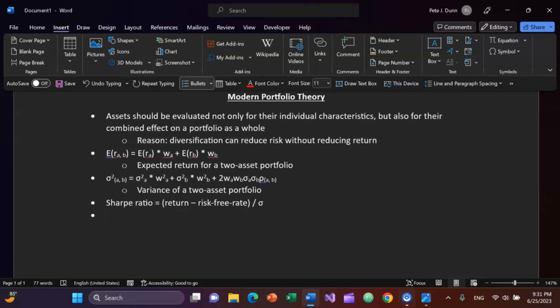And so the key here to know is that diversification can reduce risk without reducing return. Returns are a weighted average. Risk is not a weighted average. And so you have to consider the combined effect on your portfolio as a whole when you're looking at these different assets and how much to own of each. Take this knowledge into the marketplace to better understand modern portfolio theory.